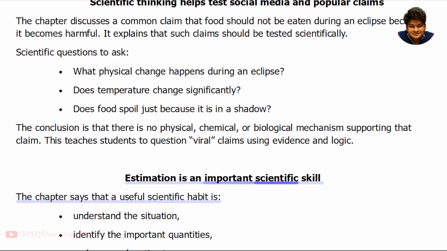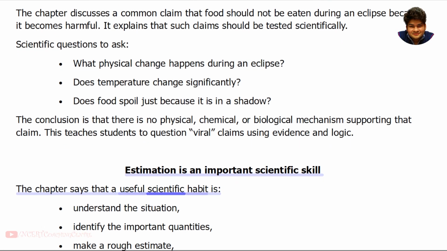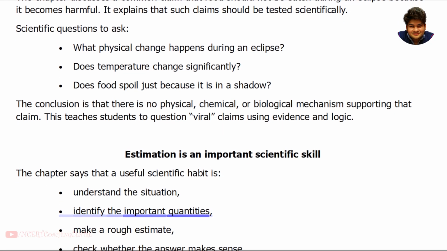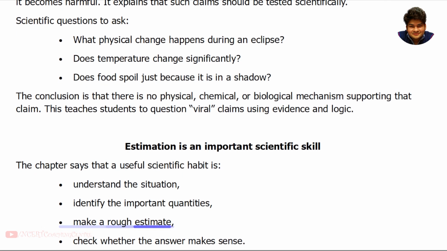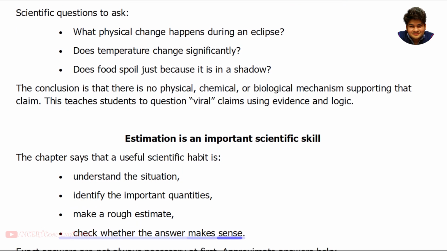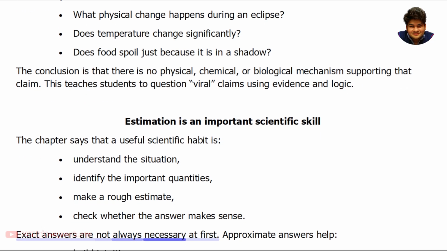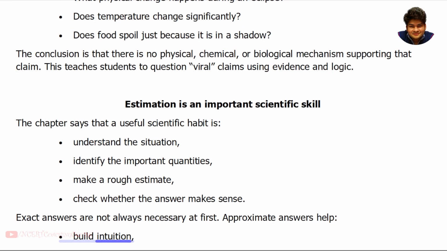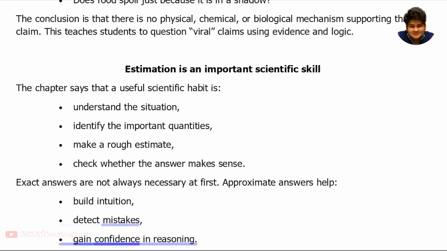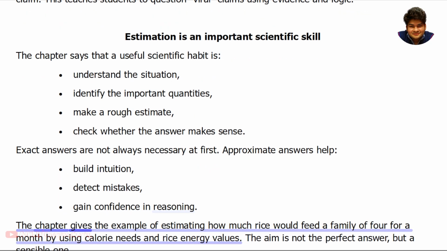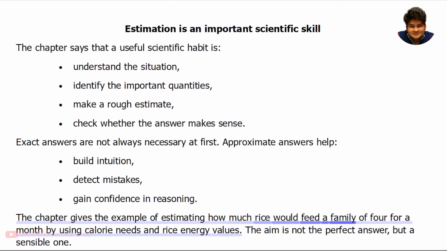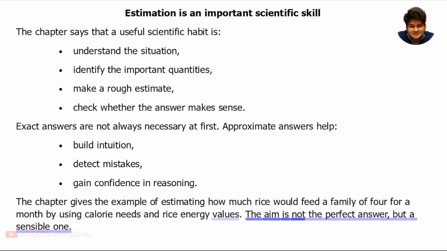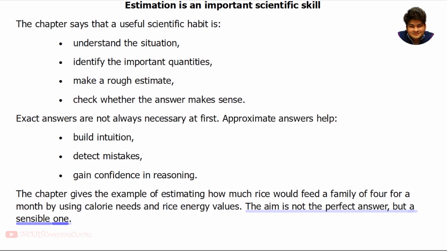Estimation is an important scientific skill. The chapter says that a useful scientific habit is: understand the situation. Identify the important quantities. Make a rough estimate. Check whether the answer makes sense. Exact answers are not always necessary at first. Approximate answers help build intuition, detect mistakes, and gain confidence in reasoning. The chapter gives the example of estimating how much rice would feed a family of 4 for a month by using calorie needs and rice energy values. The aim is not the perfect answer, but a sensible one.